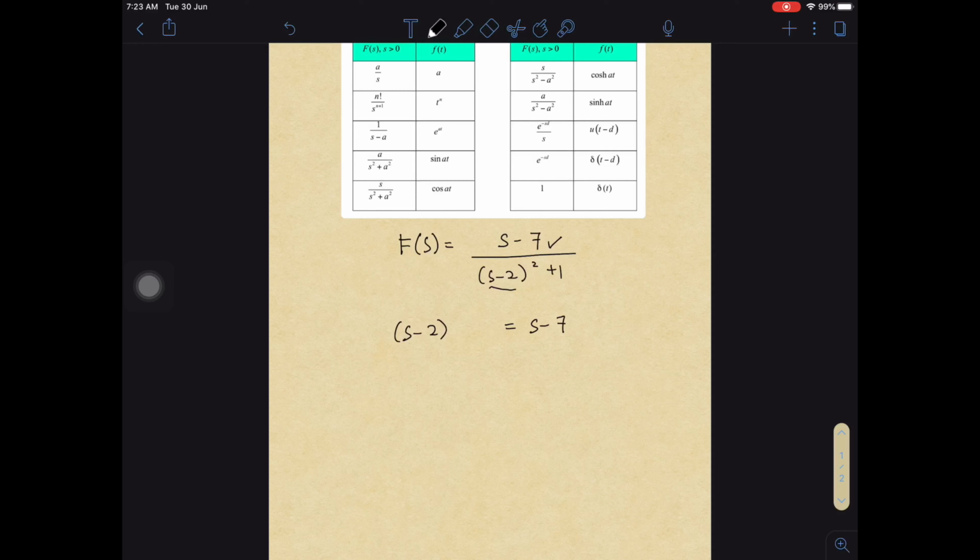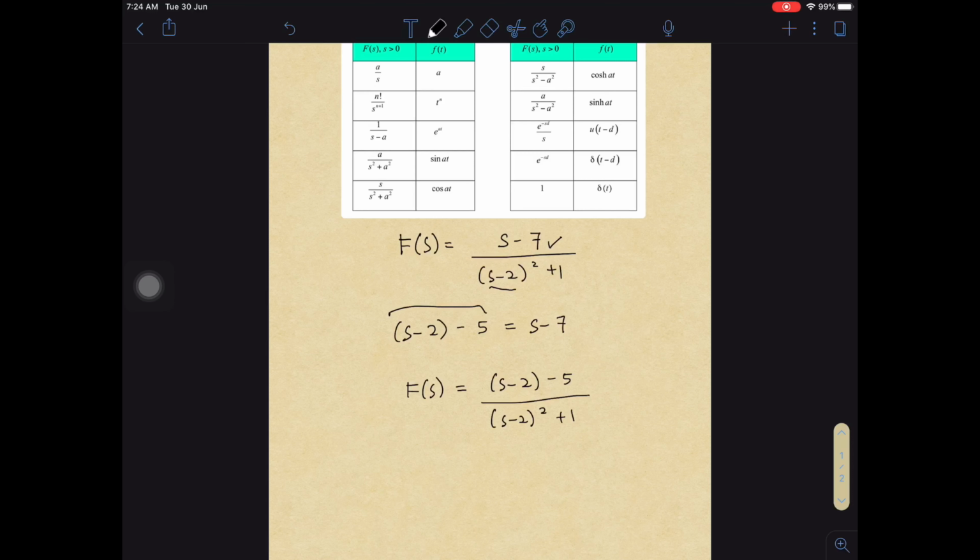So what do we need to do to s − 2 so that it becomes s − 7? It is minus 5, right? Because when you open the bracket, s − 2 − 5 is equal to s − 7. In other words, s − 7 can be written as this. So let's replace it in our numerator. We will have F(s) equal to (s − 2 − 5) over ((s − 2)² + 1).